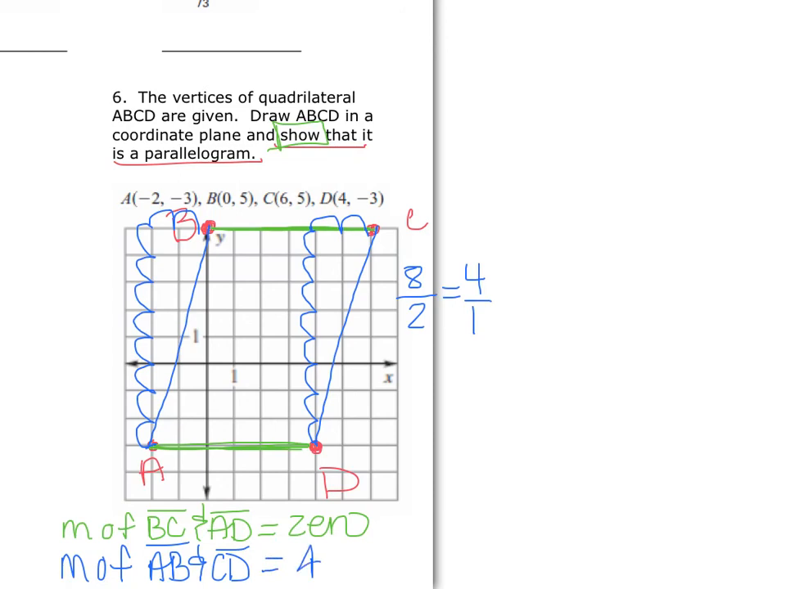So that's one way to prove that a quadrilateral is a parallelogram, is to show that the opposite sides are parallel. Another way you could do it is to find the length of these sides and show that the lengths are also congruent. So that's another option, but we're going to stick with this one for today.